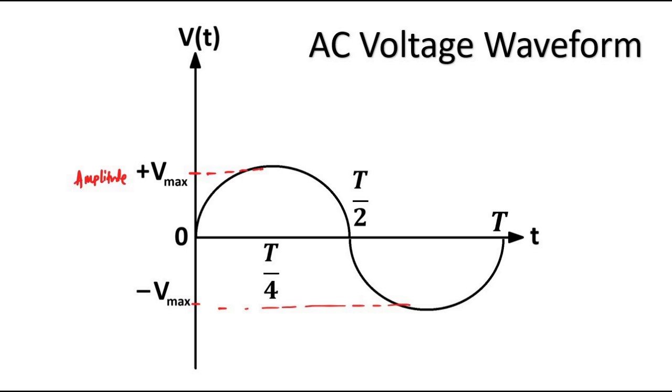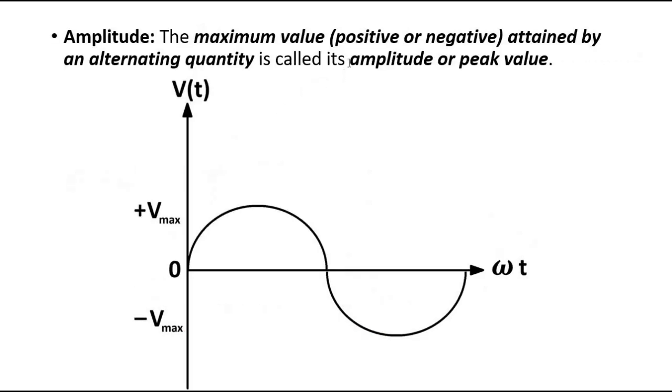Since alternating voltage changes its direction, it goes both positive and negative, so the positive peak is equal to the negative peak in terms of magnitude. It is opposite in direction and sign, but the magnitude is the same. So it is the maximum value, positive or negative, attained by an alternating waveform. It is also called the peak value. These are the important things.